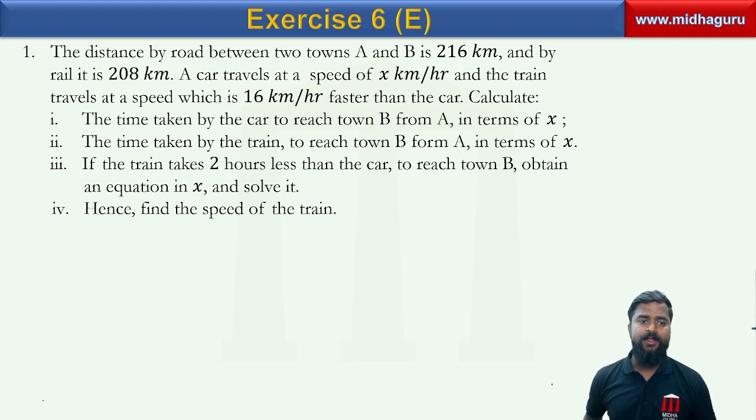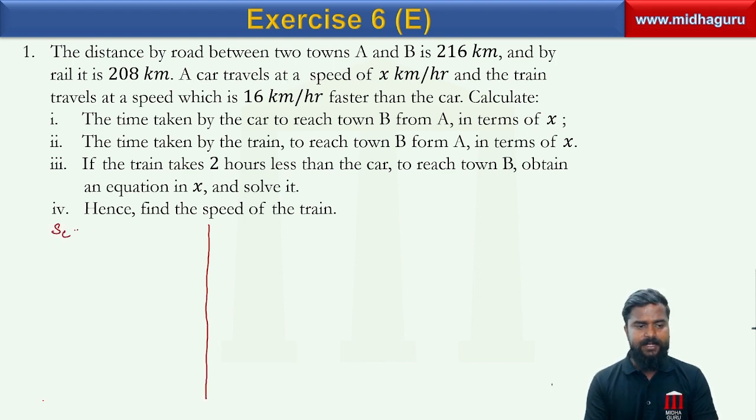First question says, distance by road between two towns is 216 kilometers and by rail it is 208 kilometers. A car travels at a speed of x and the train travels at a speed 16 km per hour faster. We have to calculate the time taken by the car to travel between the towns and the time taken by the train, both of these in terms of x, and then we'll solve the equation given that the difference between the two times is 2 hours.